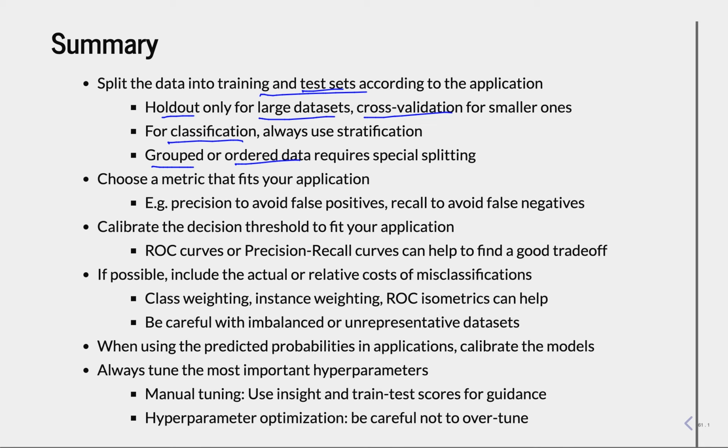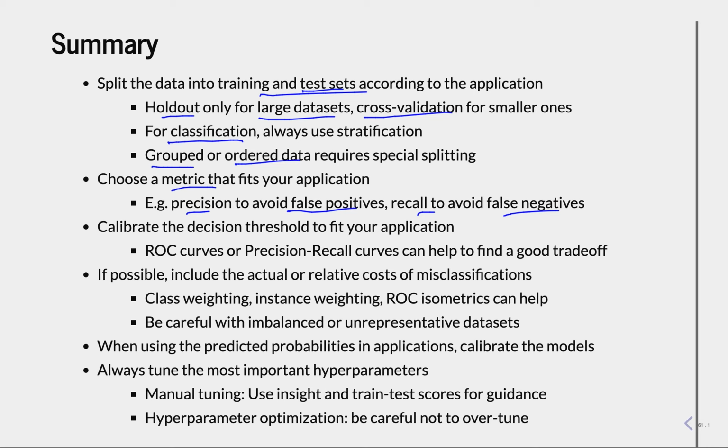Okay, once we have split our data, we have to choose a metric that fits the application. For instance, if we have to avoid false positives, we can use precision. If you want to avoid false negatives, we can use recall. We also saw other metrics, such as the F1 score.